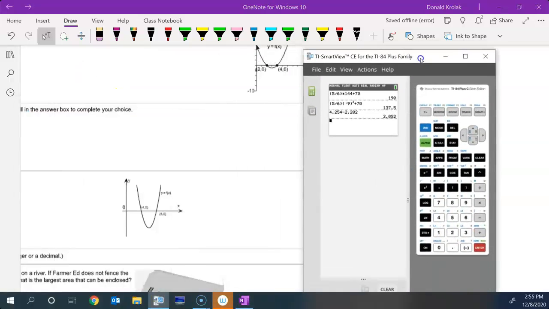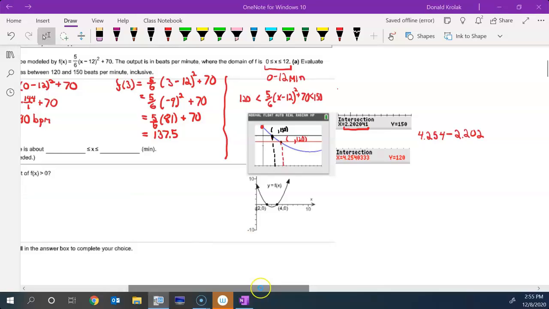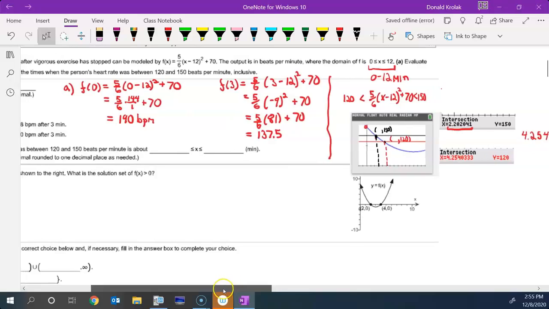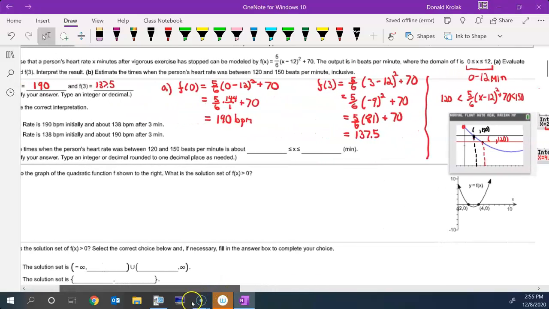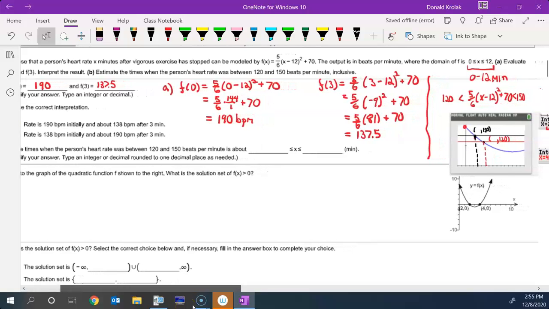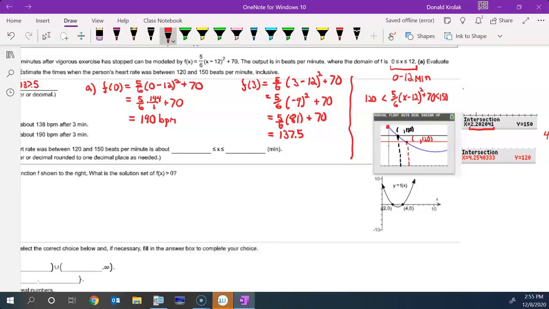Okay, 2.052. And our question says round these to 1 decimal place. Okay, but let's see, I'm sorry, the question just says the times when a person's heart rate was between 120 and 150. All right, so you don't have to do any subtraction here, I guess. So the times were 2.2 and 4.3 minutes.